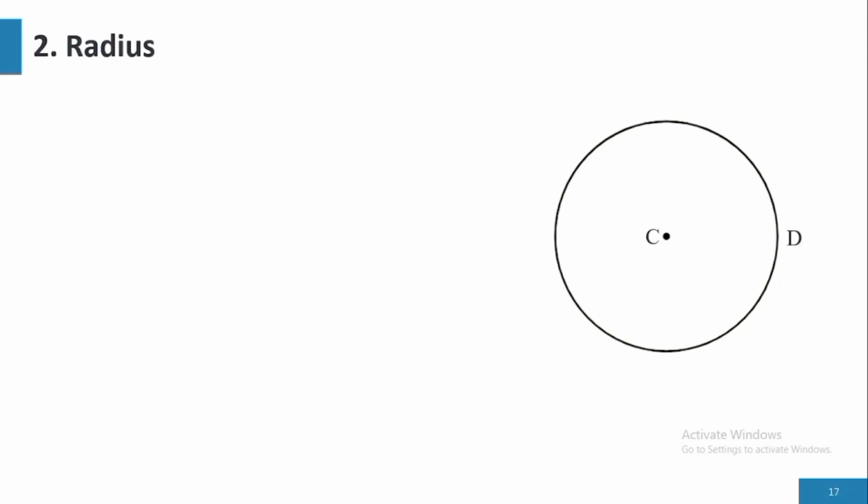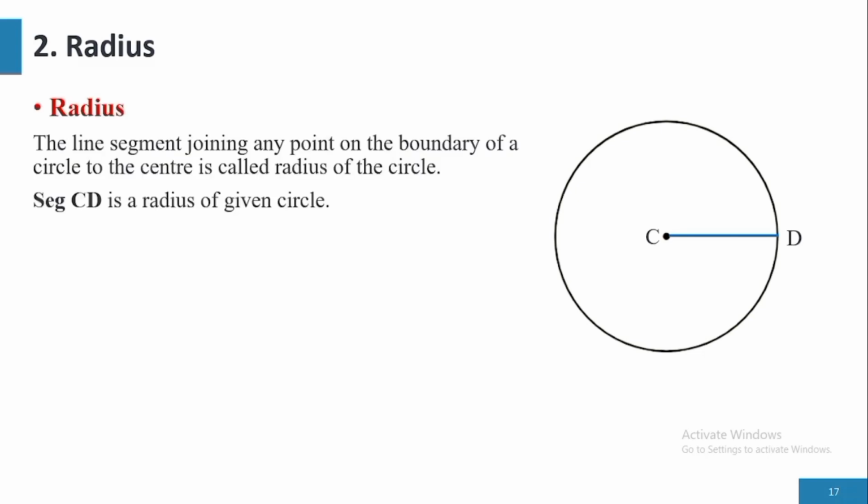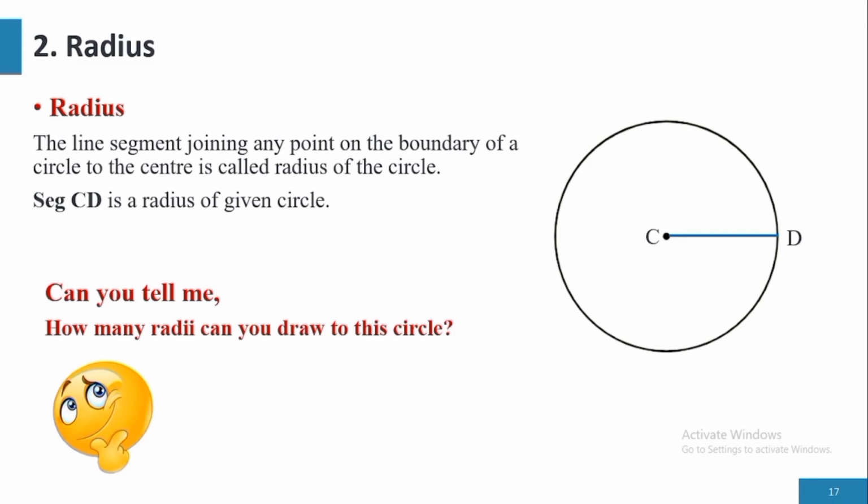Second important point is radius. Radius is nothing but a line segment which is joining the center of the circle and any other point on the circle. Here on the screen, as you can see, segment CD is the radius of a circle. Now children, can you tell me how many radii can you draw to this circle? Put it in a comment box.